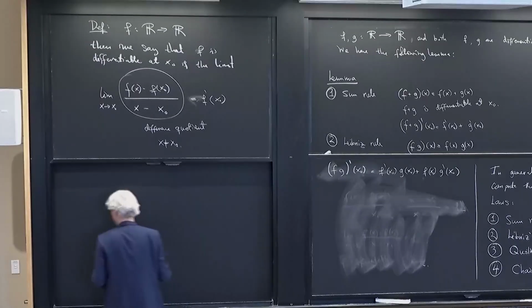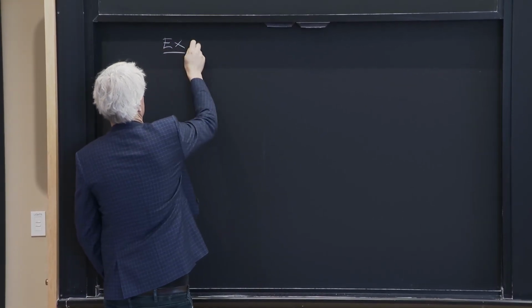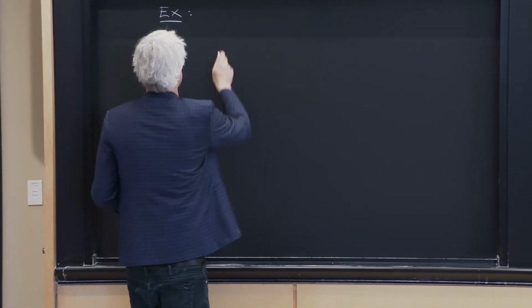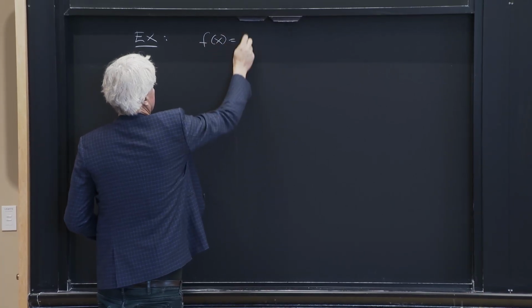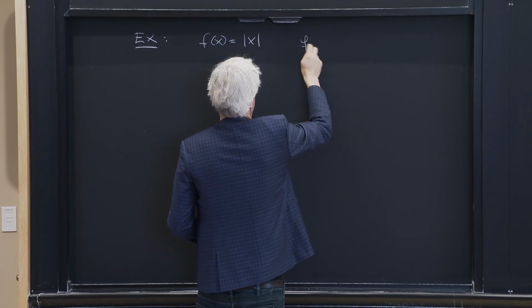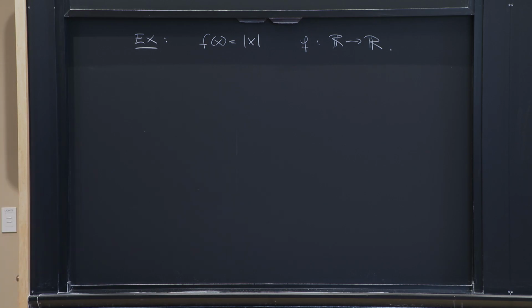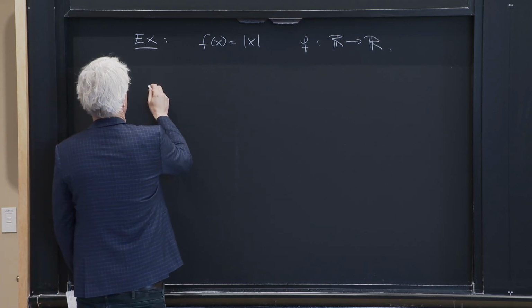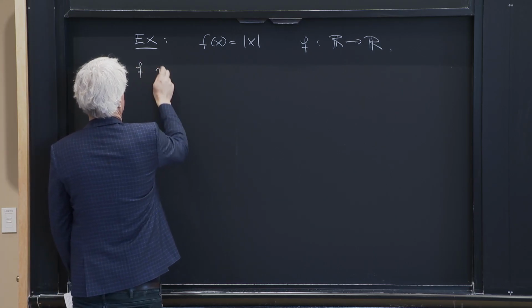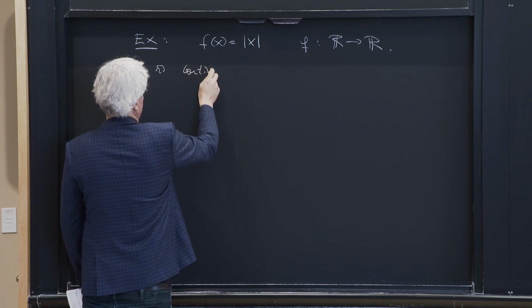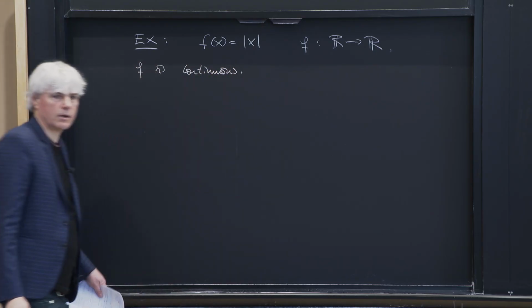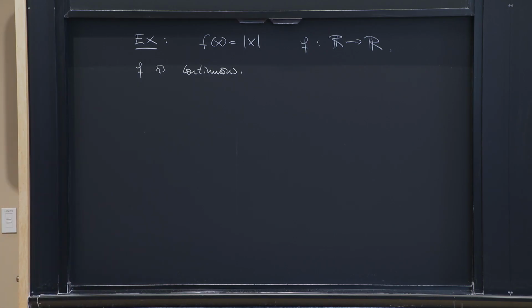Let me give you 3 examples. The first example is maybe the simplest one. This is the function f of x equal to the absolute value of x. So f is defined on R into R, and it's just the absolute value. We've seen before that f here is continuous. It's continuous at all points, right? In particular, of course, at 0, right?